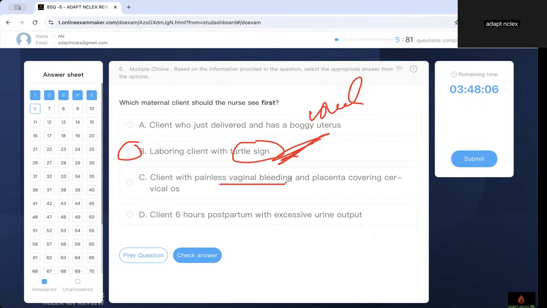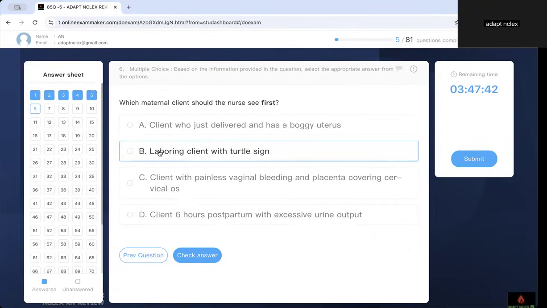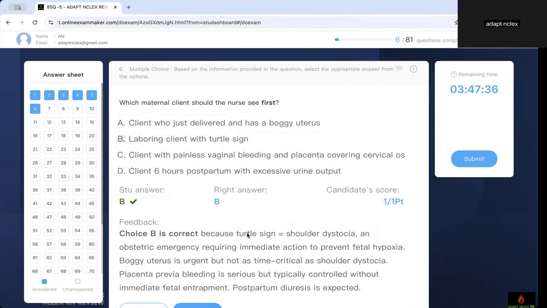Painless vaginal bleeding, placenta covering the cervical os. It's also bleeding. We have 2 bleeding problems. I don't worry about it. 6 hours postpartum with excessive urine is expected. It may be due to Pitocin. Who's in trouble? The baby with shoulder dystocia. A mother who is having a baby with shoulder dystocia is more dangerous than all the rest. Therefore, I'm going to worry about that patient. That's the patient we're going to see.